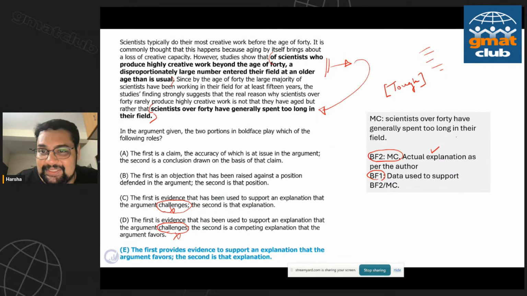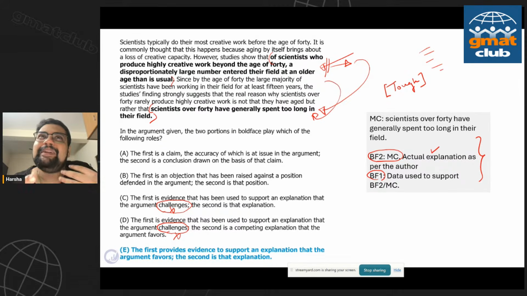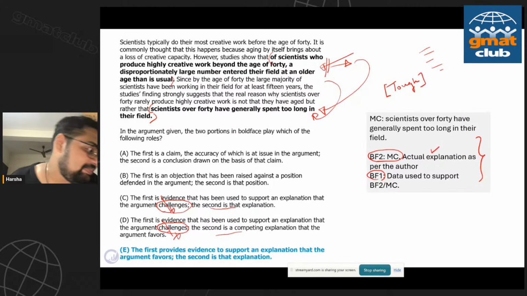That's the idea. But once you've understood, boldface 2 is the main conclusion. Boldface 1, it's data. What is the data used for here? It was actually used to support the main conclusion. It's the fact that people beyond 40 who are still productive, most of them are actually late joiners in their field. That's what helped make this hypothesis, make this idea that it's not about age, it's about spending too long in your field. Boldface 1 is a solid support for your main conclusion, boldface 2. And that means you can reject C and D without even looking at these things. You can reject it in the exam. And that's clarity you get from understanding logic, right?